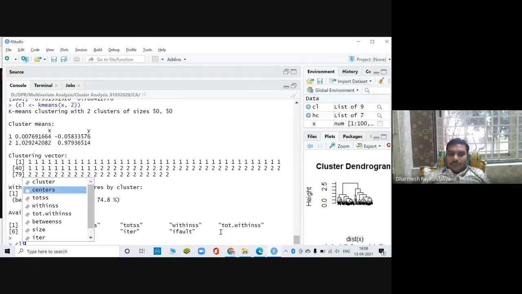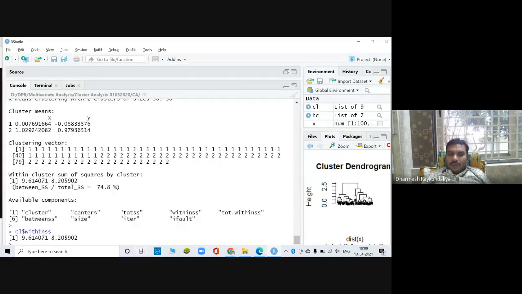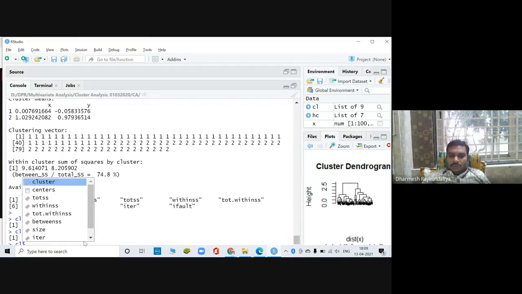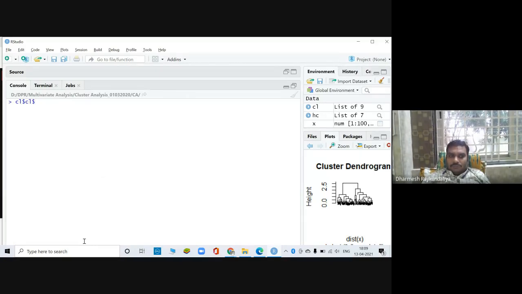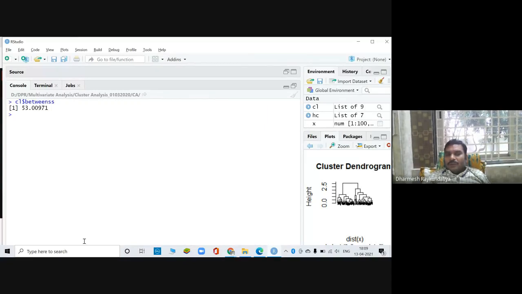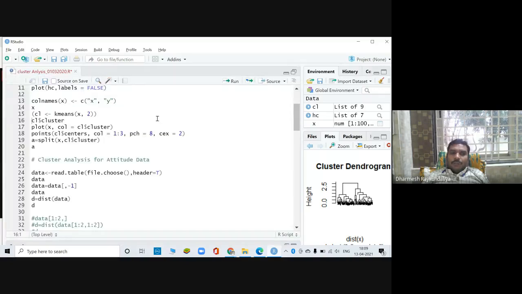Dollar within, so it has given 9.6 and 8.2. If you say no, we need between, cl dollar, between, so this has given the betweenness as 53.0997. So likewise, okay. Now why have I shown you this?